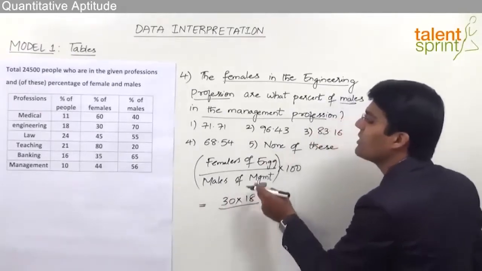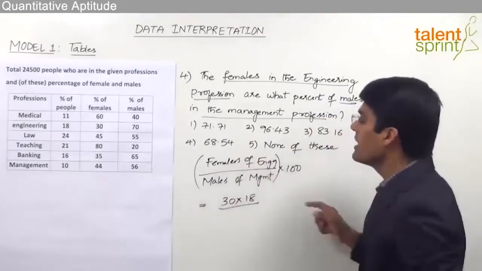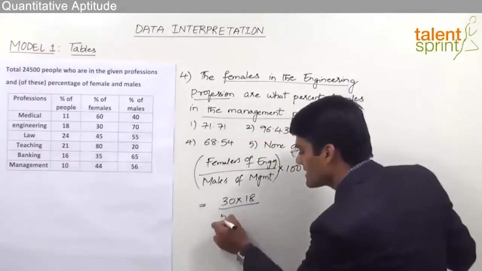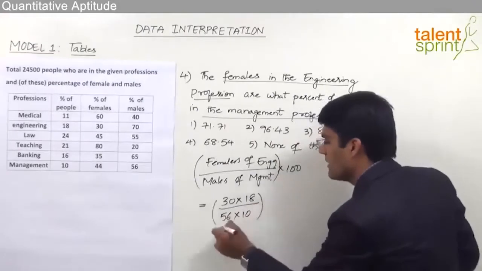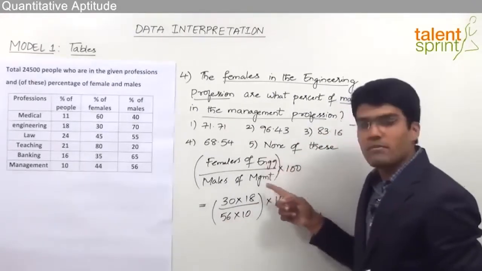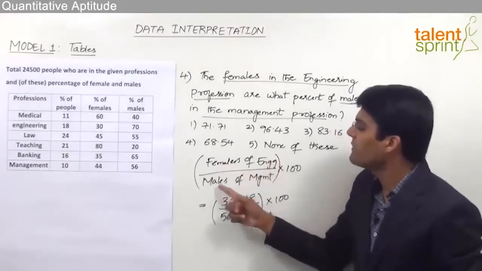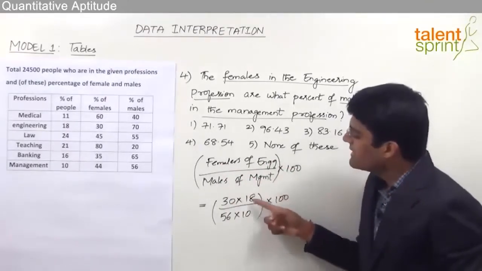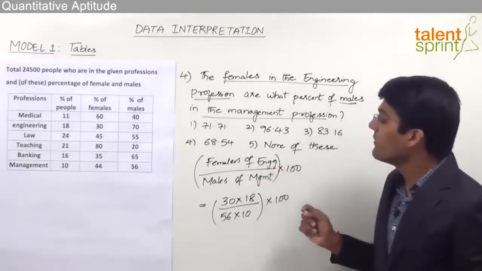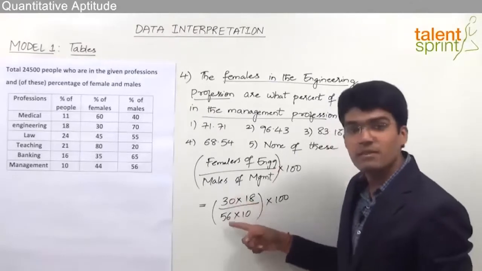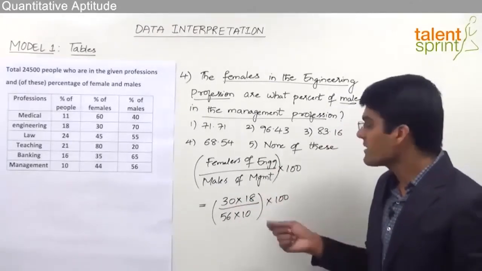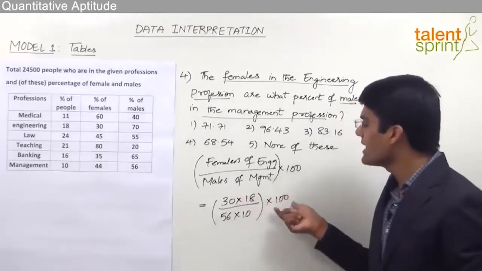So this is 30 into 18, females of engineering, and males of management. Males of management is 56 into 10, 56 into 10 into 100. Remember friends, had the two professions been same, for example, females of engineering by males of engineering, we would not have taken these percentages as well. Why? Because even those get cancelled. But since the professions are different, we not only have to take percentages of males and females, but also the percentages of each of those professions. So the actual answer here will be 30 into 18 by 56 into 10 into 100.